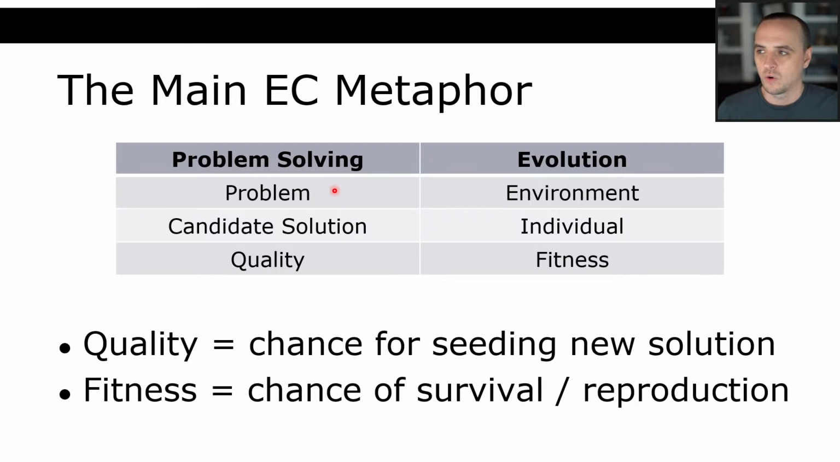Okay, so what we're going to be doing, and we'll get into this in great detail, is in order to have a problem that we want to be solved by evolutionary computation, we have to define things like what is the environment, what is the individual, and what is the fitness, and all of that will come from the problem that we are trying to solve.